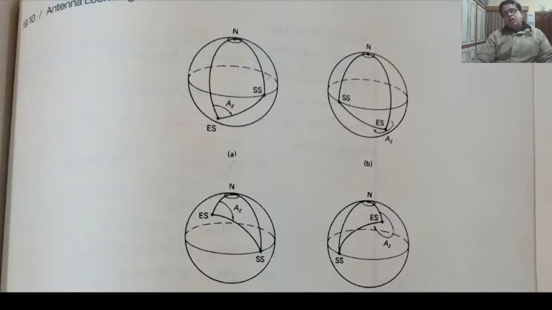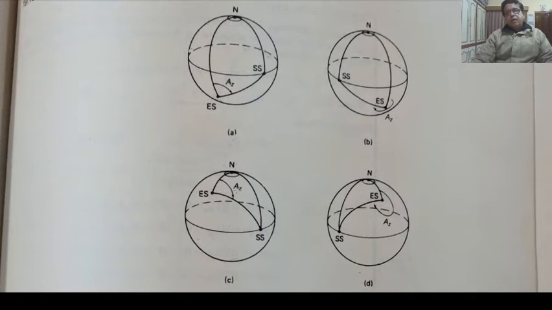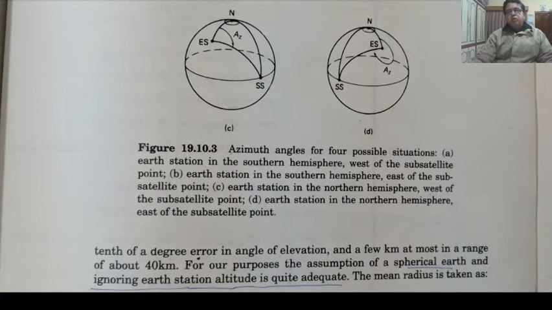If we see A and B, the subsatellite point is right to left, and here the A and B situations are mirror image like, and situations C and D are also mirror image like that. This angle is the azimuth angle of the Earth station. So there are four possible situations for the azimuth angle.